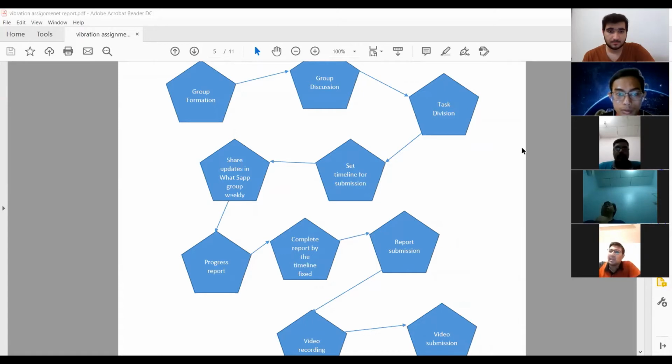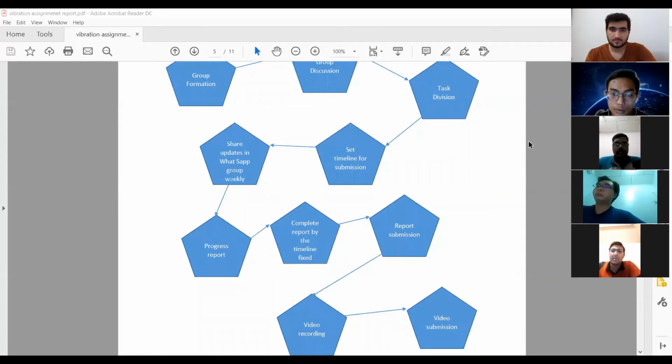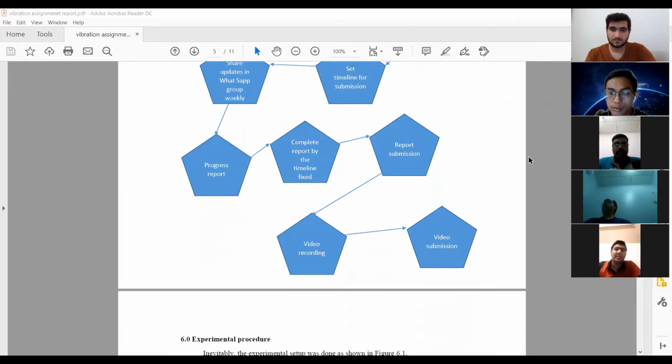And so we set some timeline for submission and also shared weekly updates on the WhatsApp group, and we just abstract some information through that sharing. Then we progressed to the report and completed the report by the fixed timeline. And also we submitted the report. And now we are doing the video recording for our report presentation. Furthermore, we will be doing the video submission on time.